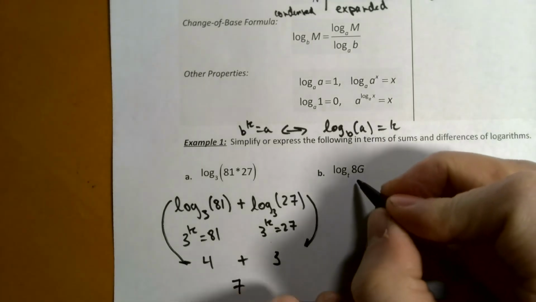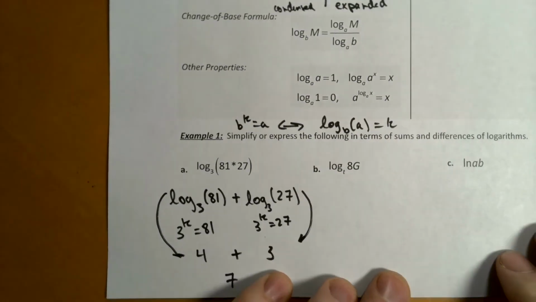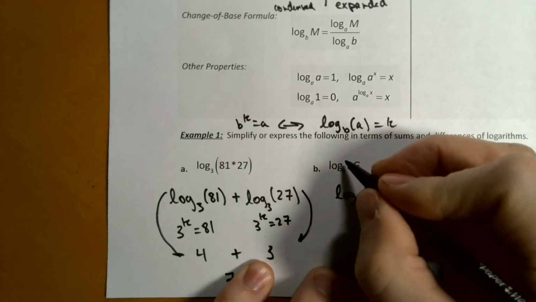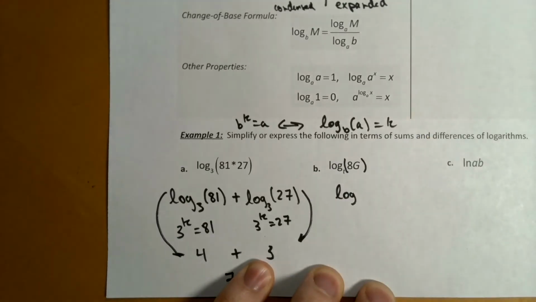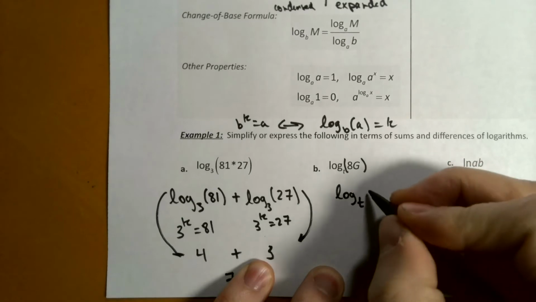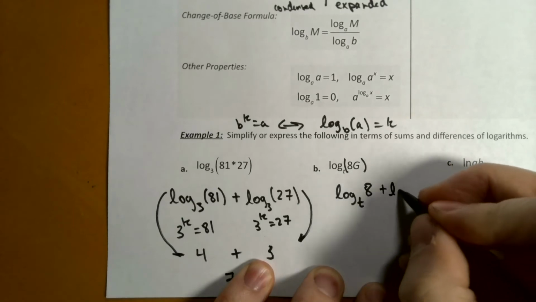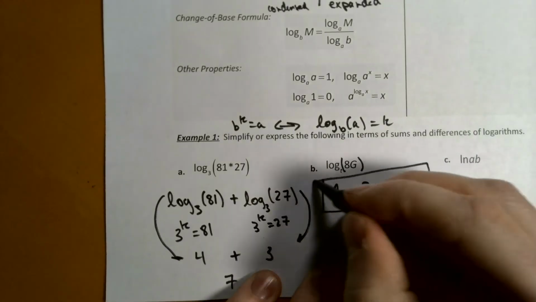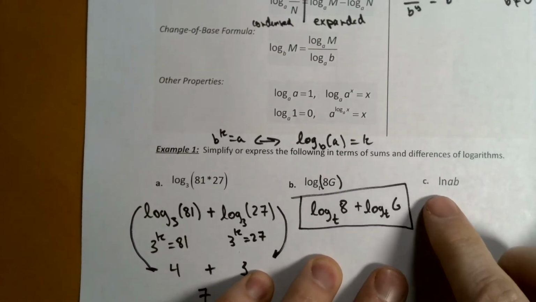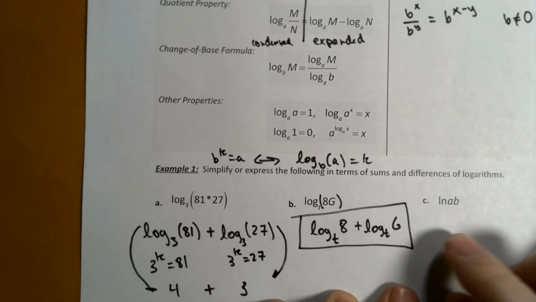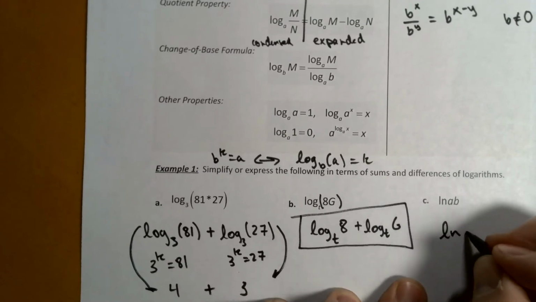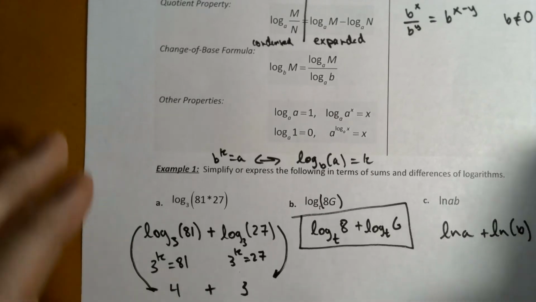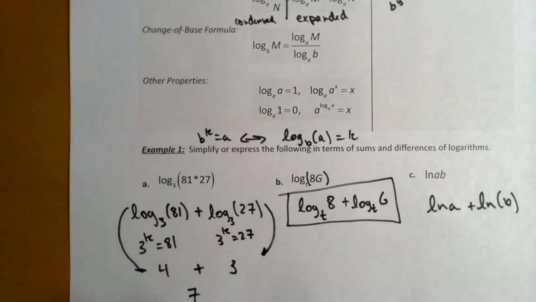This next one, notice we got letters everywhere, so we can't do that. All we can do here is take that product of 8 times g, by the way, it's implied that this is what's happened, and take log base t of 8 and add it to log base t of g, and that's it. That's all we can do to that one. Likewise, this is log base e. It's a product of two things, so we can rewrite this as a sum of the values in the logarithm.